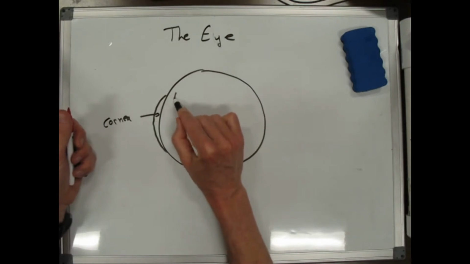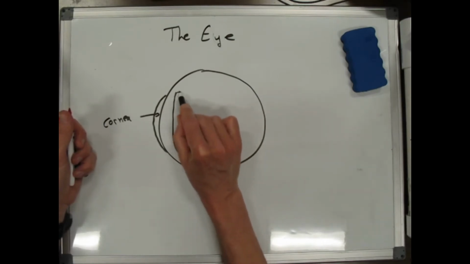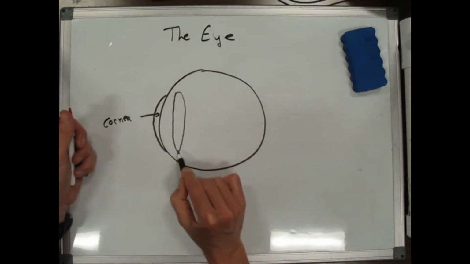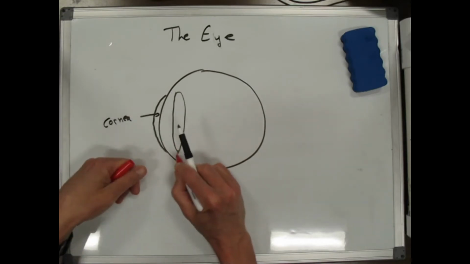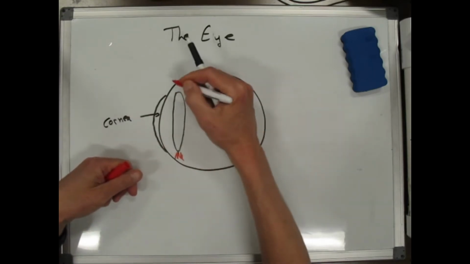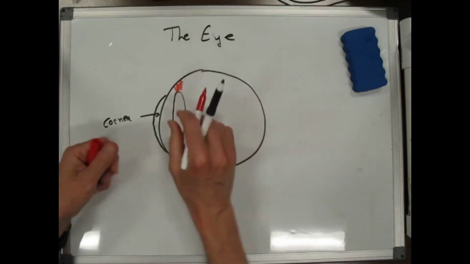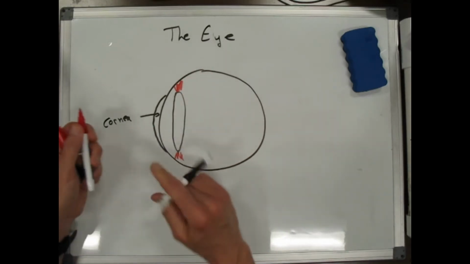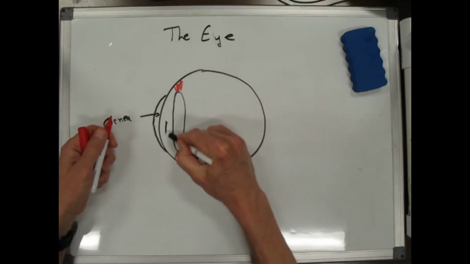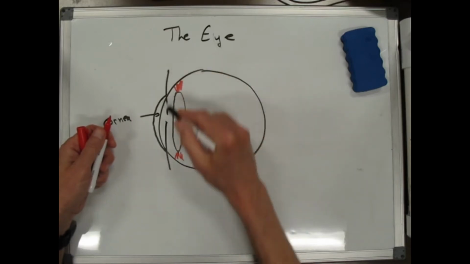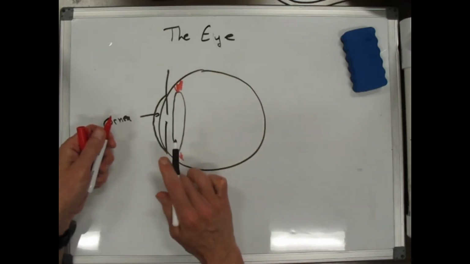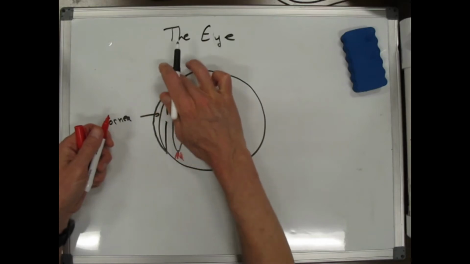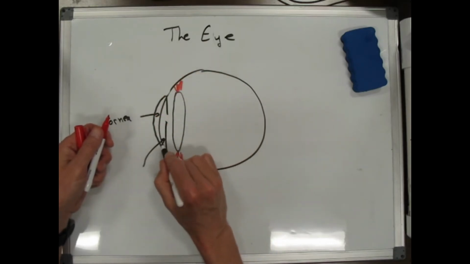You have a lens back here, and the shape of this lens is adjusted by muscles. Maybe I'll draw the muscles in red. They go all the way around the eye, and they make this lens thicker or thinner. Somewhere in here is your iris, which has an opening in it to let the light through. So this is the iris.